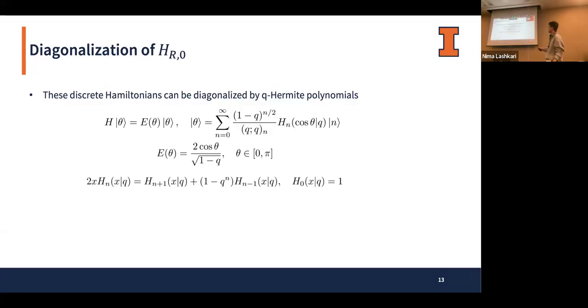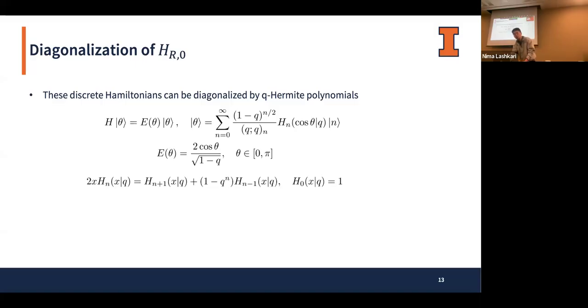You can show that these Hamiltonians can actually be diagonalized in this way. These H_n are functions called the q-Hermite polynomials, which are defined by these recursion relations, and the energy is actually bounded. The theta goes from 0 to pi.